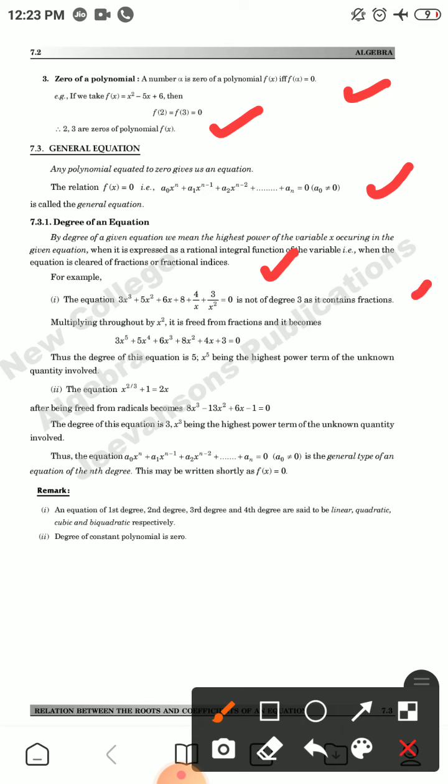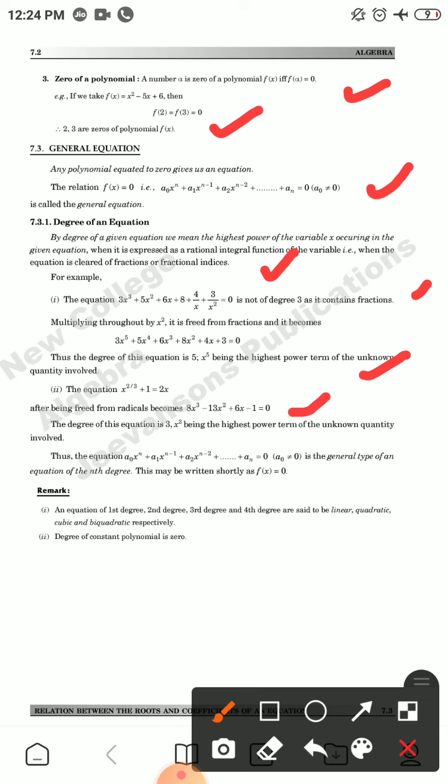Multiplying throughout by x square, it is freed from fractions and it becomes 3x raised to power 5 plus 5x raised to power 4 plus 6x cube plus 8x square plus 4x plus 3 equal to 0. Thus the degree of this equation is 5, x5 being the highest power term of the unknown quantity involved. The equation x raised to power 2 by 3 plus 1 equal to 2x, after being freed from radicals, becomes 8x raised to power 3 minus 13x square plus 6x minus 1 equal to 0. The degree of this equation is 3, x3 being the highest power term of the unknown quantity involved.